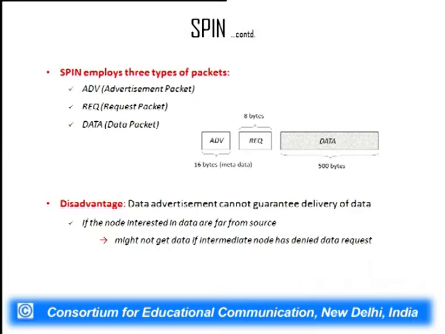Now, how does SPIN work? SPIN has 3 types of packets. The advertisement packet, that is the metadata. It's normally 16 bytes, but it can be adjusted accordingly. So this advertisement packet is like metadata which is flooded to all its neighbors.